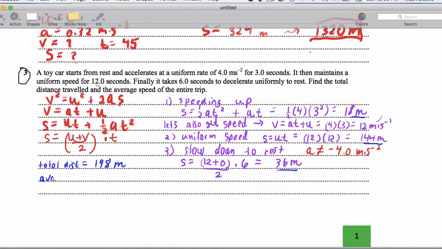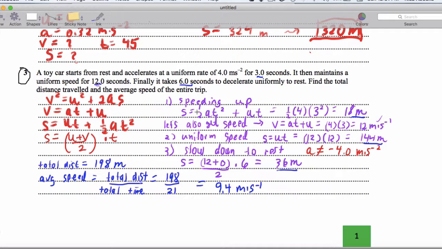Now, the average speed is going to be the total distance over the total time, which is 198 divided by my total time, which is 3 plus 12 plus 6. That's 9 plus 12, that's 21. And when I actually go ahead and isolate that out, 198 divided by 21 is going to give me, I want 2 sig figs, 9.4 meters per second is the average speed.